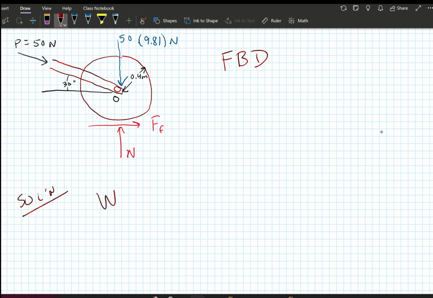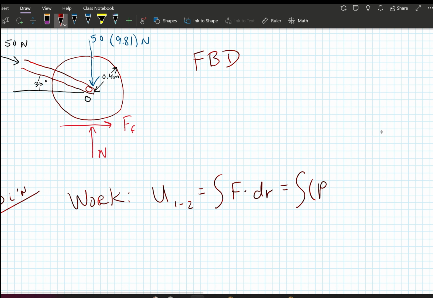All right, so we're going to take a look at work specifically. We're going to use U 1 through 2. And for us, that's equal to the integral of F dr. So that's equal to the integral of P cosine 30 ds.